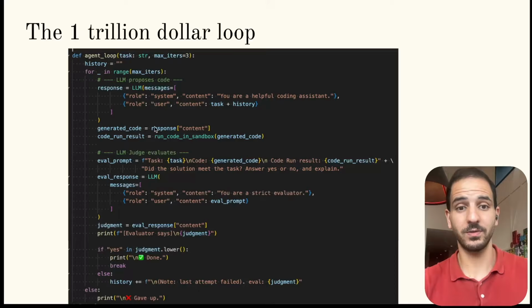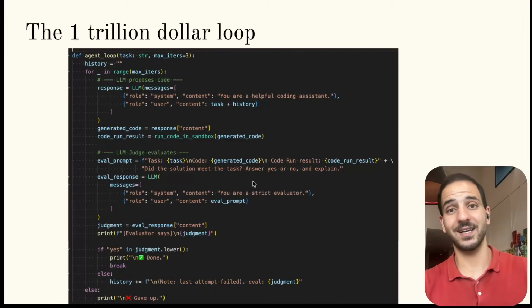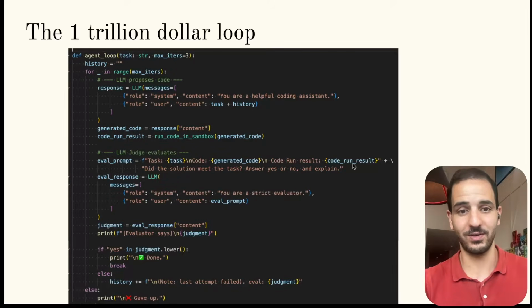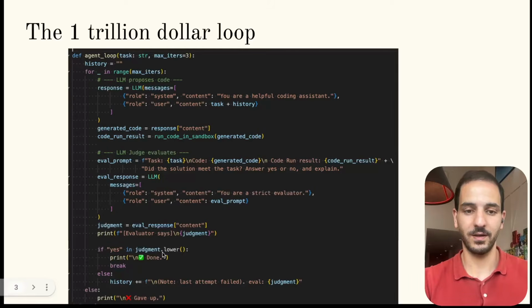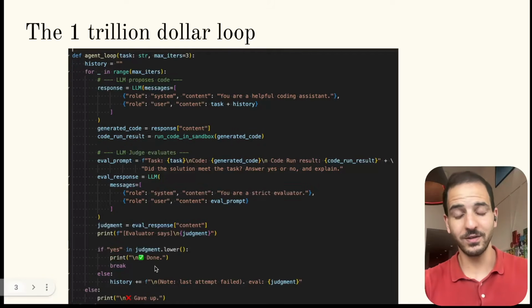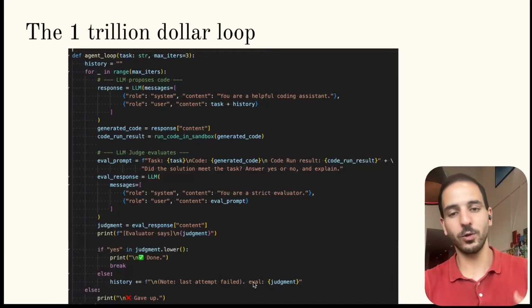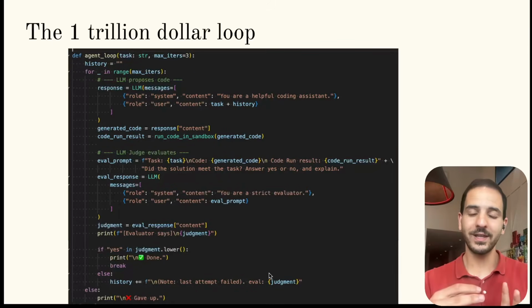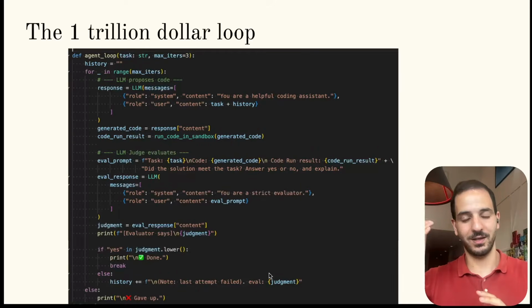We generate the code, then we run it in a sandbox to collect as many signals as we can, such as compilation errors, logs, outputs, what have you. And then all this is passed to another LLM that's going to act as an evaluator. So we give it all the necessary information and we ask, did the solution meet the task? Answer yes or no, and also explain. So the evaluator runs, and if there is a yes in the assessment, then we are all done. If not, we indicate that we failed, and we also provide the assessment with the explanation. All this is given back to the initial LLM so it can try again, but now it has more insight.